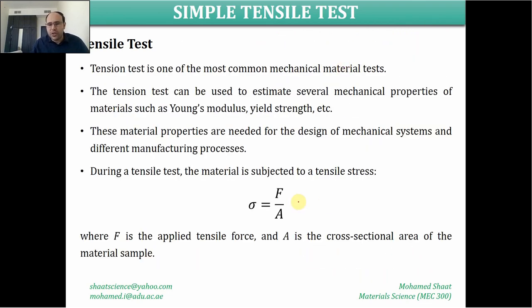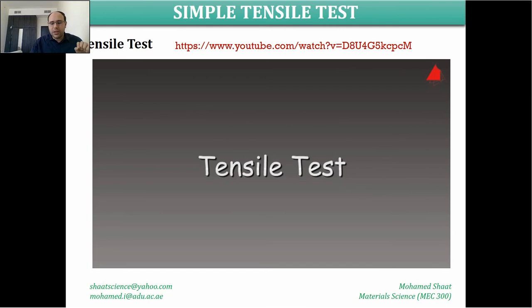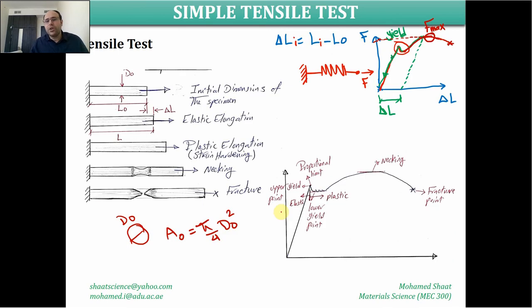As we said, during the tensile test, the material is subjected to a tensile stress. How much is this tensile stress? It will be the force divided by the area. But remember that we are dividing by the original area of the material sample. In that case, we're going to end up with stress. So we can convert this vertical axis into stress, which is the force divided by the original area.